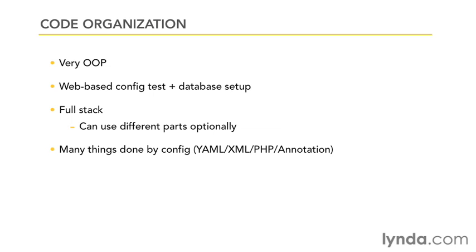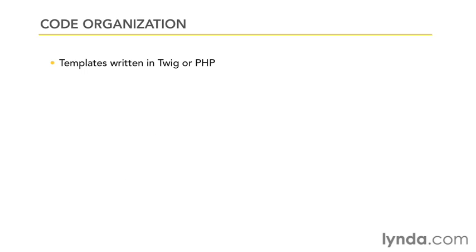Many things that you do in Symfony are done by doing configuration files. Historically, this was done in YAML, but now you can use XML, PHP, or PHP annotations. These are used to handle routing, to handle setting up the data model, and a number of other elements within the Symfony environment. When you get to the view layer, you can write your view using the Twig template engine, or you can use straight PHP if you prefer.